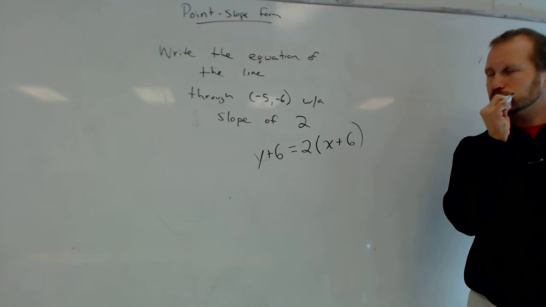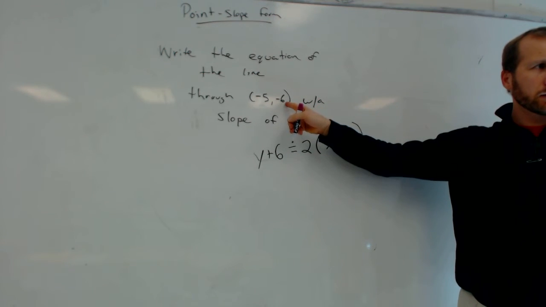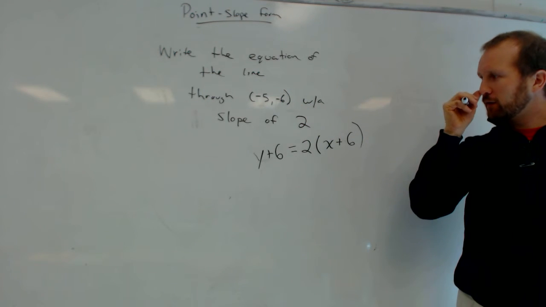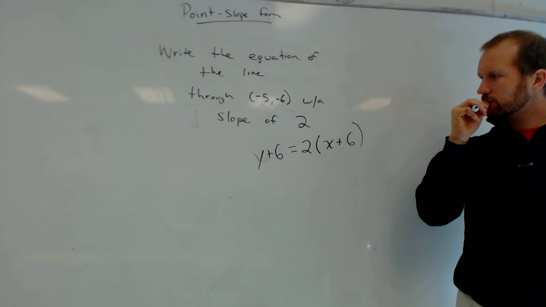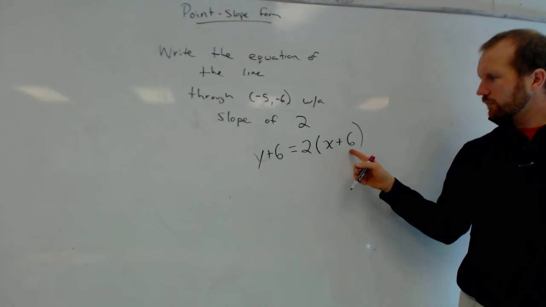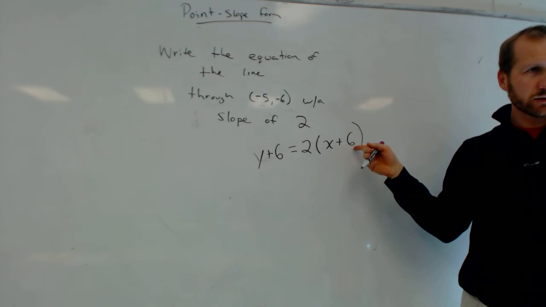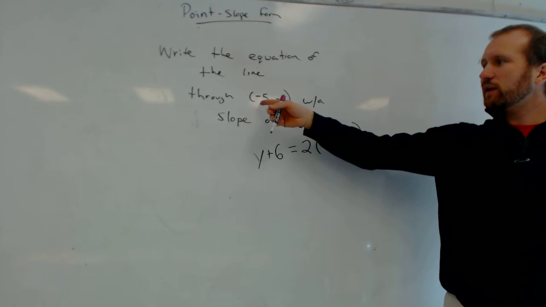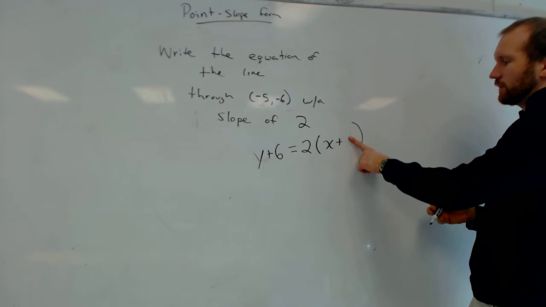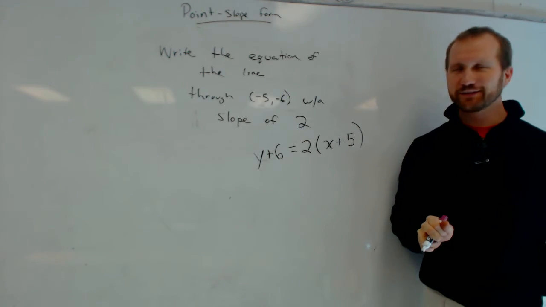Oh, we have to add x plus 5. Yeah, the 6 is the second number. But the last 6 would be 5, because it's the x. Oh, the point is x, y. So this should be 5. Yeah.